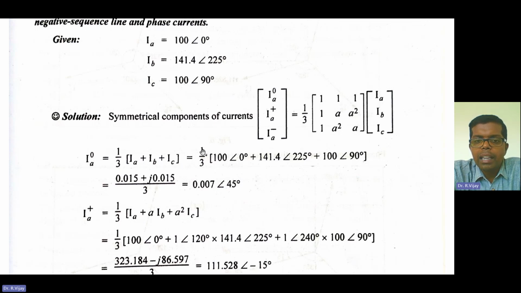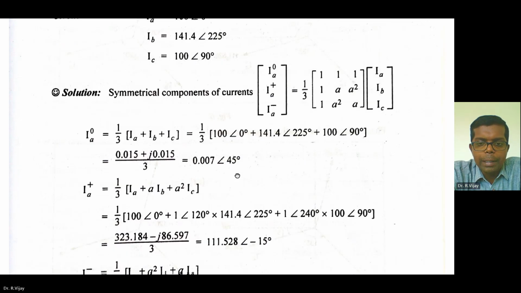That is nothing but 1 divided by 3 into, what is the IA value? Just substitution: 100 at the angle of 0 degree plus 141.4 at the angle of 225 degree plus 100 at the angle of 90 degree. We just need to add all these and divide by 3. Take your scientific calculator, calculate it, and divide by 3. You will get the answer as 0.007 at the angle of 45 degree.